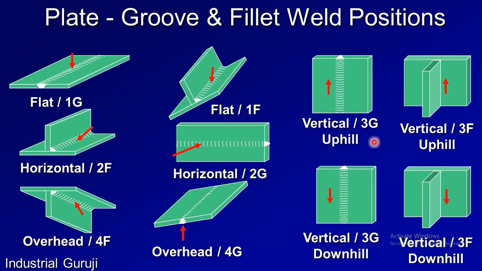3G and 3F positions are also known as vertical positions as axis of weld is vertical. For 3G and 3F position, plate is in vertical plane with the axis of the weld vertical. Here two different positions are shown. If the weld progression is from bottom to top, it is called uphill position, and if the weld progression is from top to bottom, then it's called downhill position.